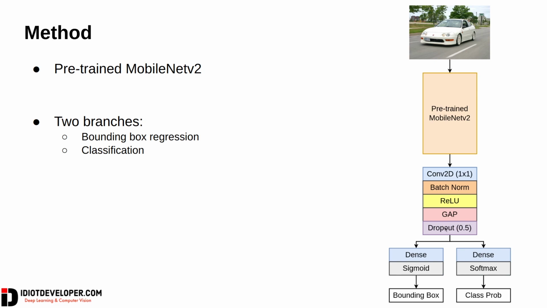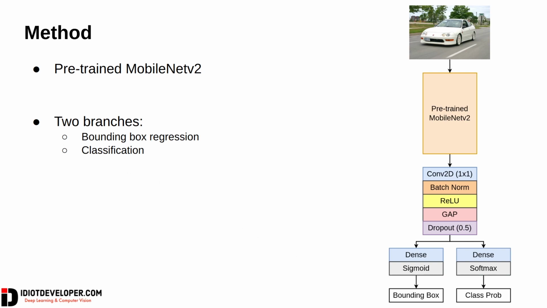Next, we have a dropout to improve the efficiency of the performance. Next, we have two branches. The first one is for bounding box regression, and the second is for classification. So this is the dense layer which is followed by the sigmoid. It gives you four values, that is x1, y1, x2, y2. The second dense layer followed by softmax gives you class probabilities.